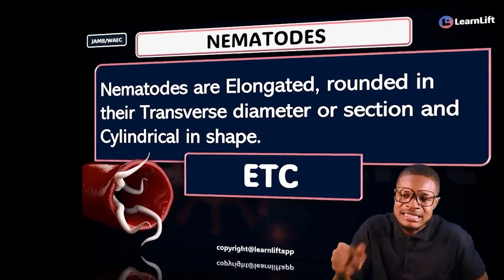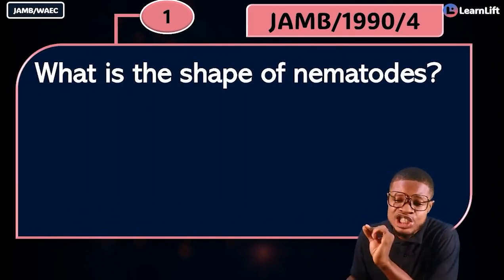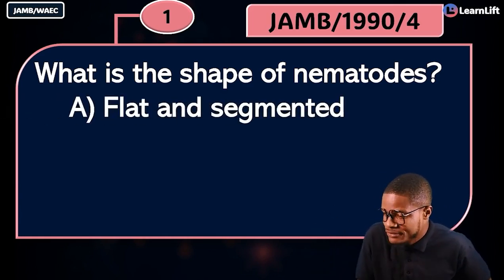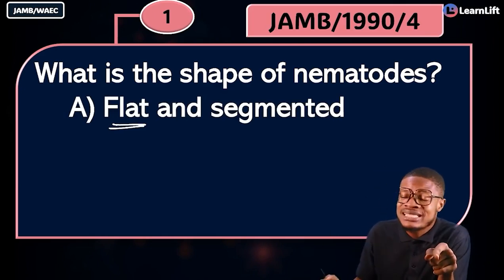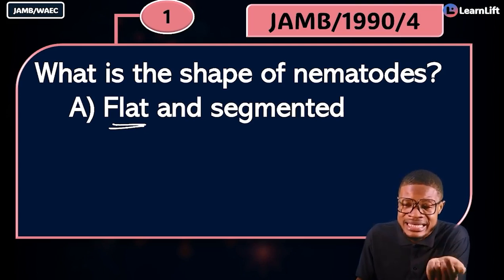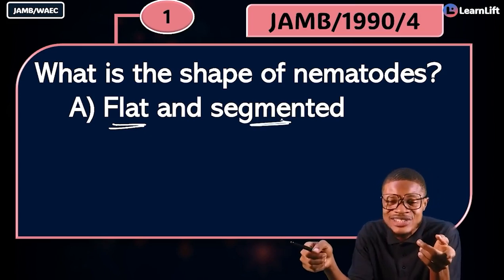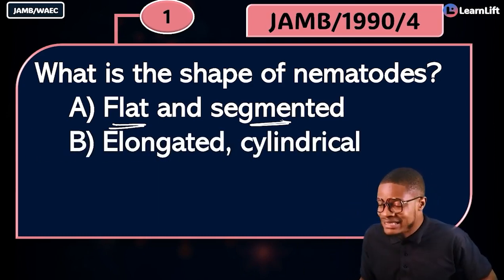If you get that, answer this JAMB past question. JAMB 1990 question 4. JAMB brought this lovely question that says, what is the shape of nematodes? Option A says they are flat and segmented. Hold on. Flatworms are platyhelminthes, but flatworms are not segmented. Segmented or ringworm animals are the annelids. So that's not nematode. Never. Option B says they are elongated and cylindrical.